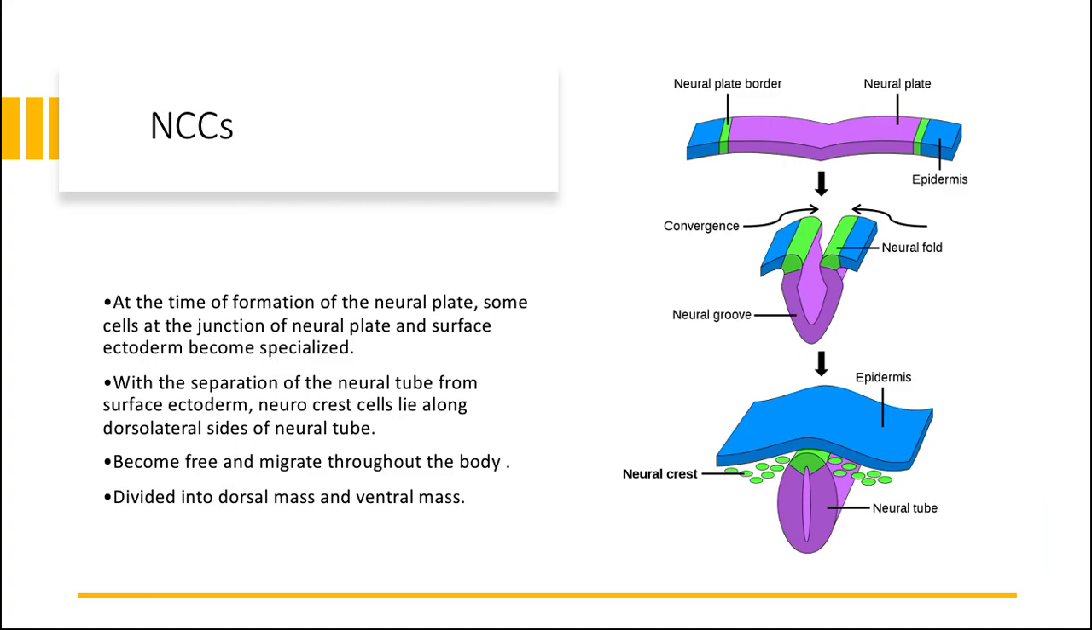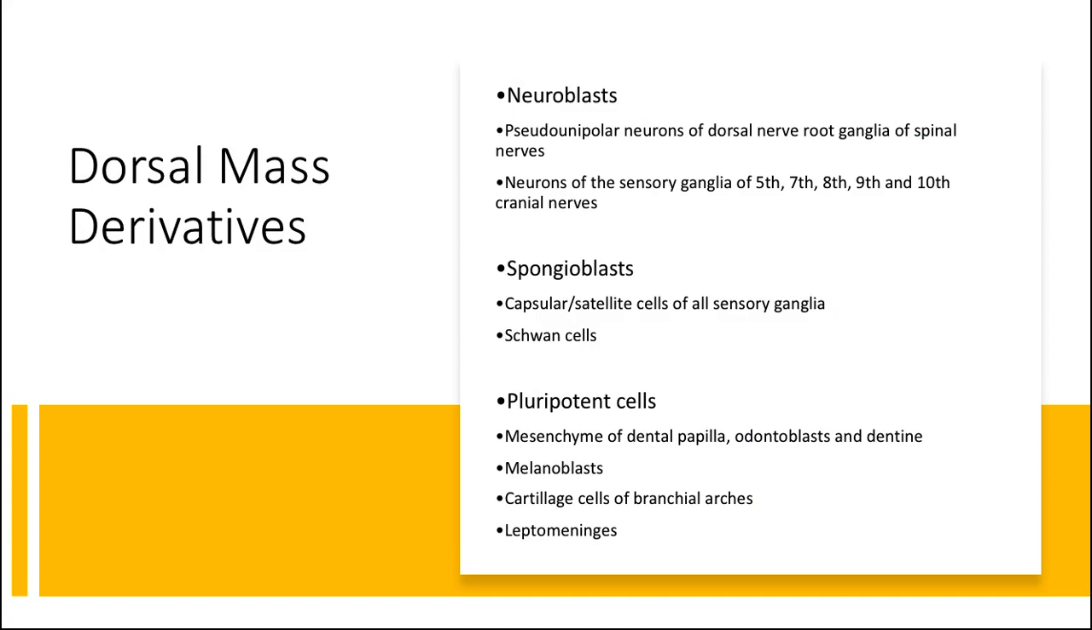Neuroblasts give rise to pseudo-unipolar neurons of dorsal root ganglia of spinal nerves. They also give rise to the neurons of the sensory ganglia of the 5th, 7th, 8th, 9th and 10th cranial nerves. Spongioblasts form capsular or satellite cells of all sensory ganglia. They also form Schwann cells, which form the neurolemma and myelin sheaths of our peripheral nerves.